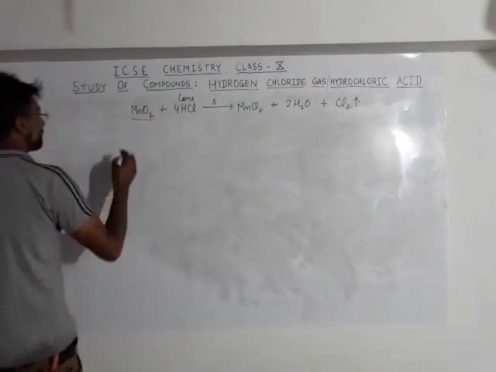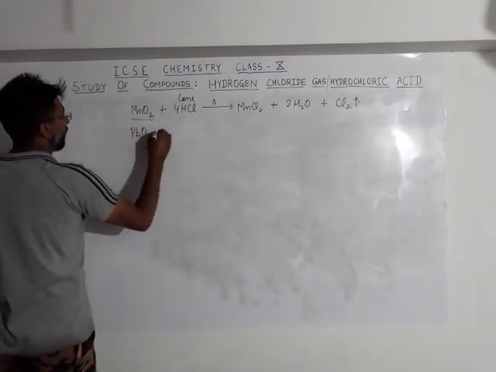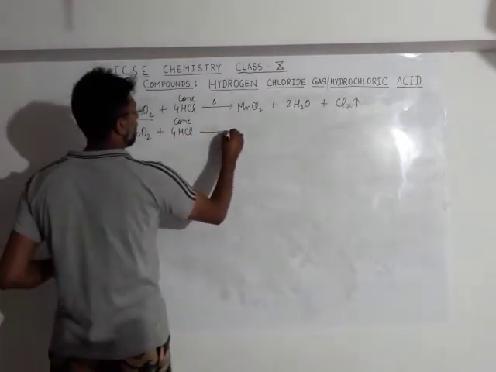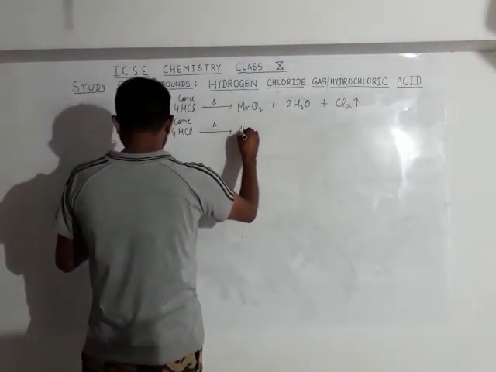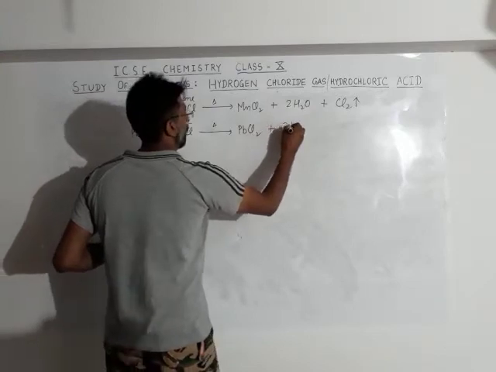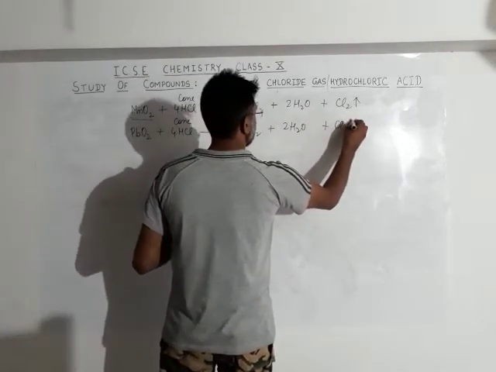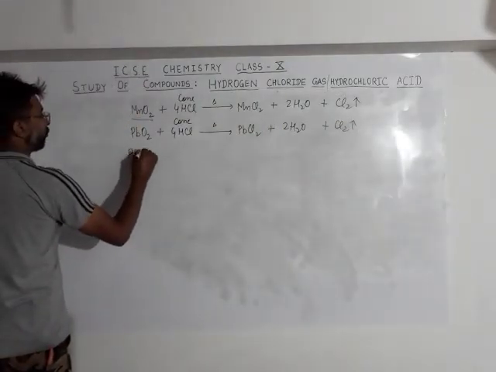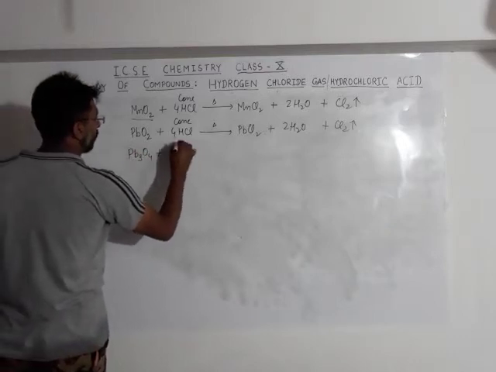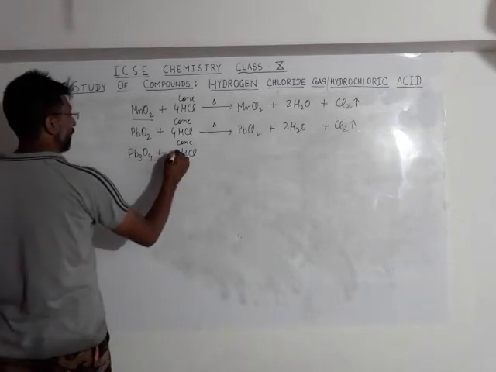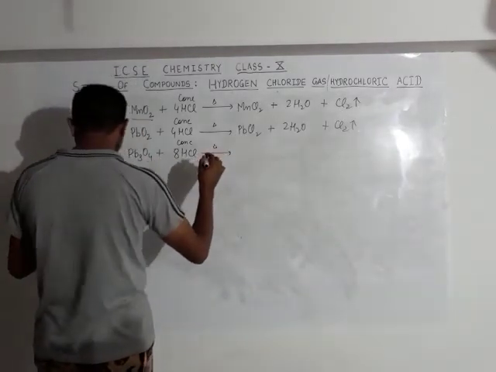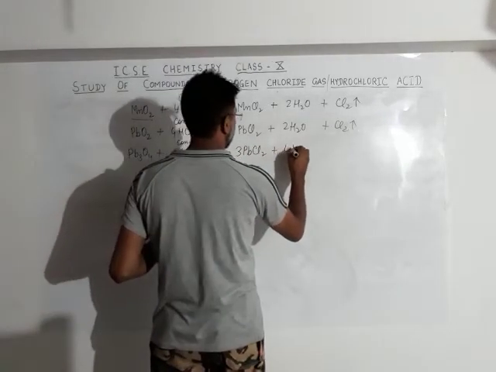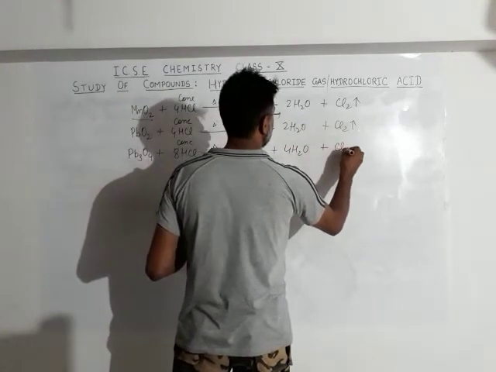Next one is lead dioxide, PbO2. PbO2, lead dioxide, reacting with concentrated hydrochloric acid, 4HCl, arrow. It forms PbCl2 plus 2H2O plus Cl2, greenish yellow gas, chlorine. The third one is trilead tetraoxide, Pb3O4, reacting with concentrated hydrochloric acid, 8HCl, arrow, heating symbol. It forms lead chloride, 3PbCl2, plus 4H2O plus Cl2, another chlorine gas.